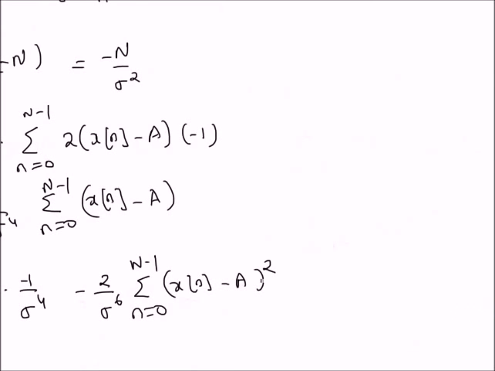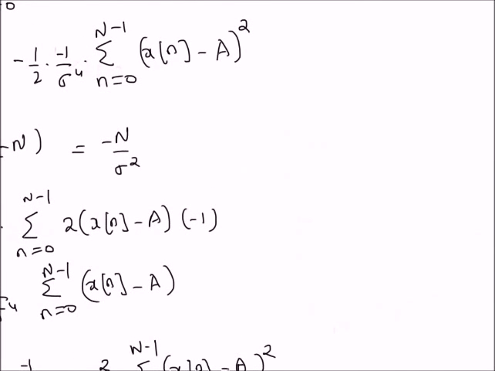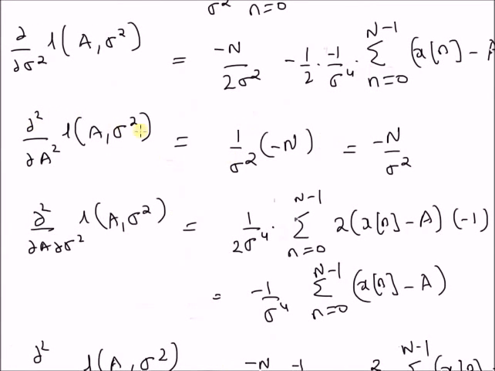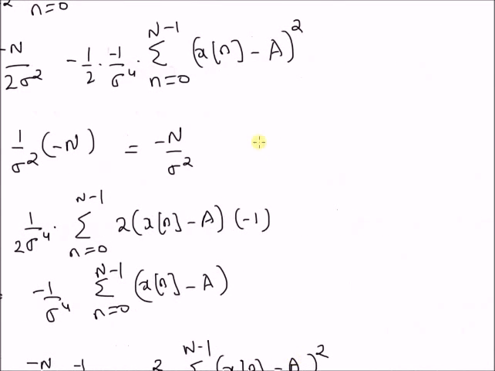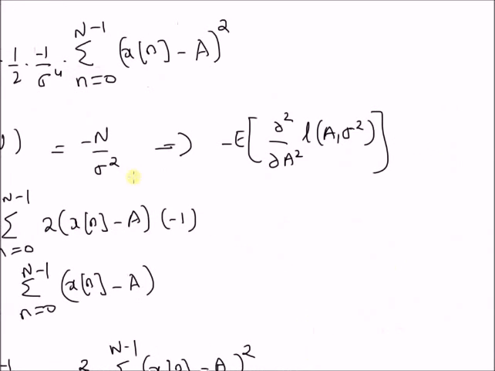Now we can determine the expectations of these derivatives. So the first term in the Fisher information matrix should be the negative expectation of the second derivative with respect to the parameter a of the log likelihood function, which is clearly equal to n by sigma squared.